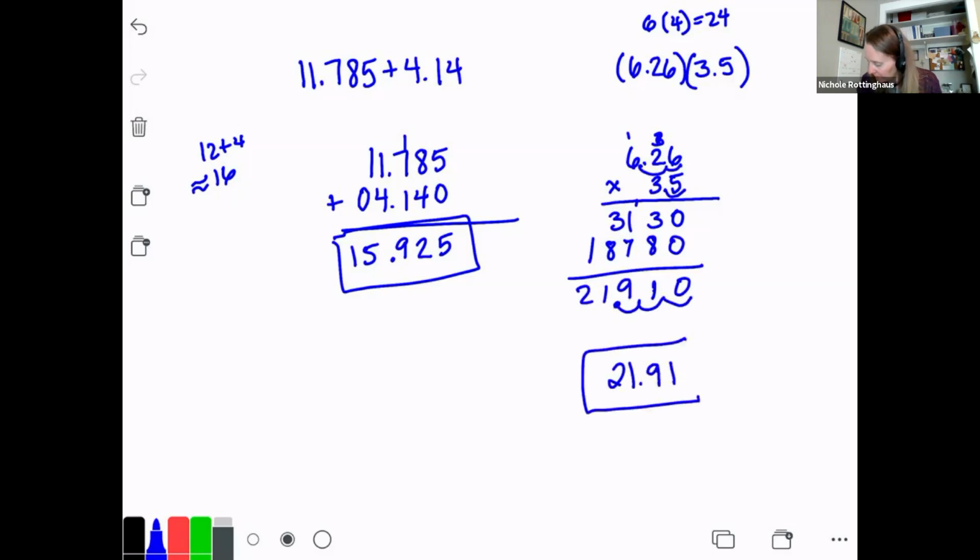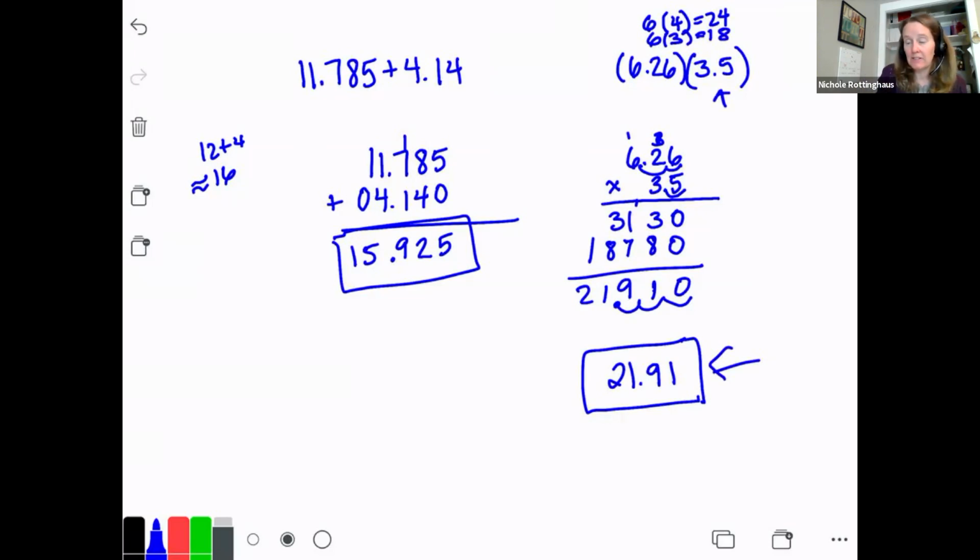21.91. Okay. And again, my answer is a little low compared to my estimate, but that makes sense because if I would have rounded down and said, okay, let's say this is 3 instead of 4, I would have gotten 6 times 3, which is 18. And look at that, my answer is right in between those two estimates. So I think it was a good estimate and I think my answer is reasonable.